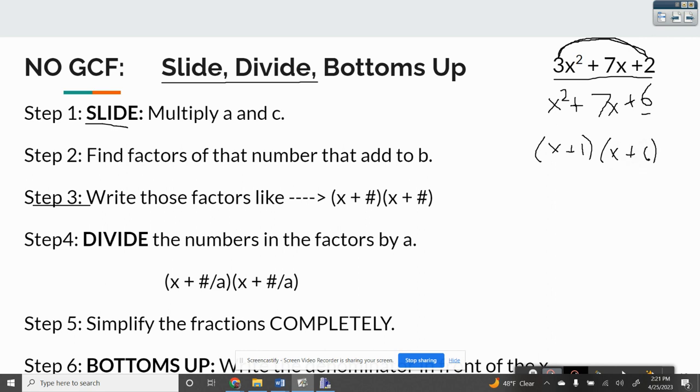All right, factored it. But that's not our answer. Because if I multiplied these back together with the box method, I surely would not get this as my answer. So there's more things that I have to do then. What I do next, I do the divide portion.